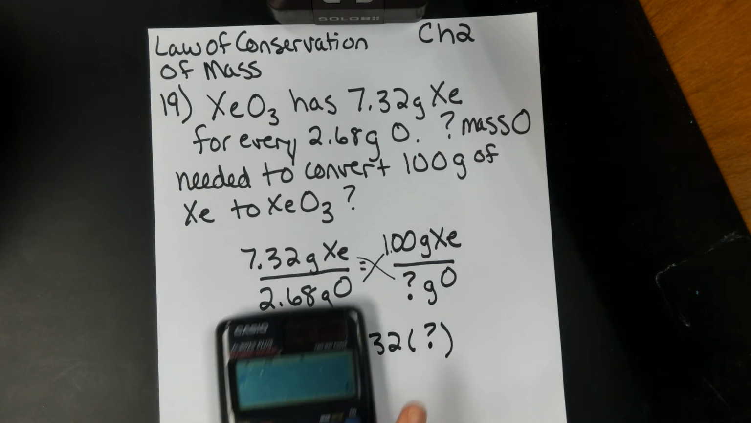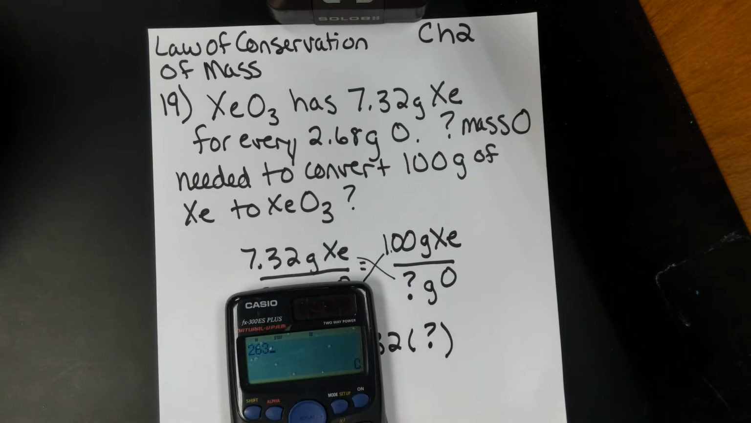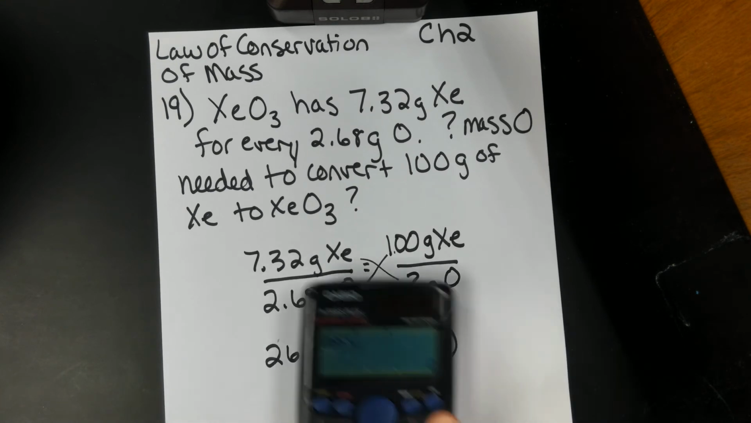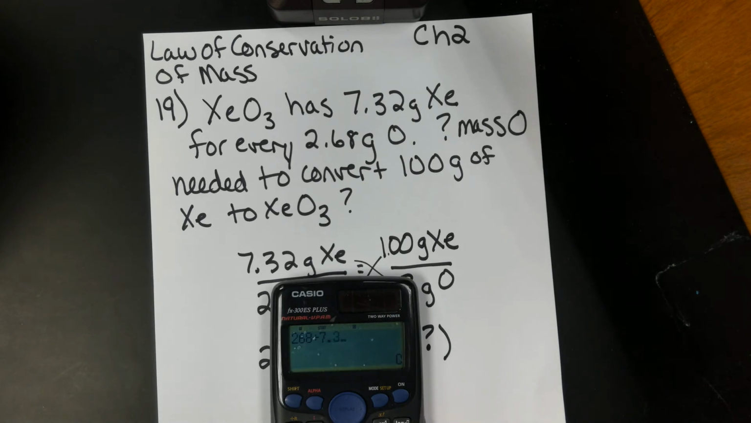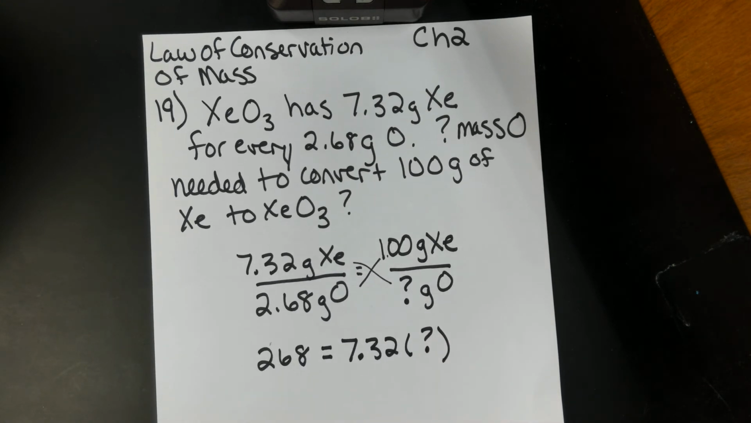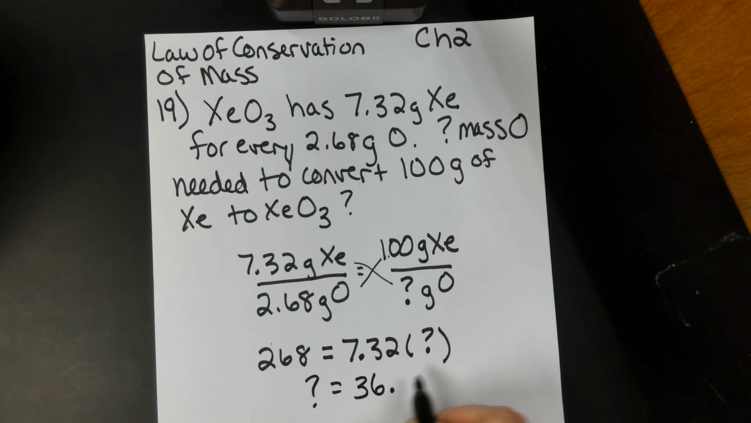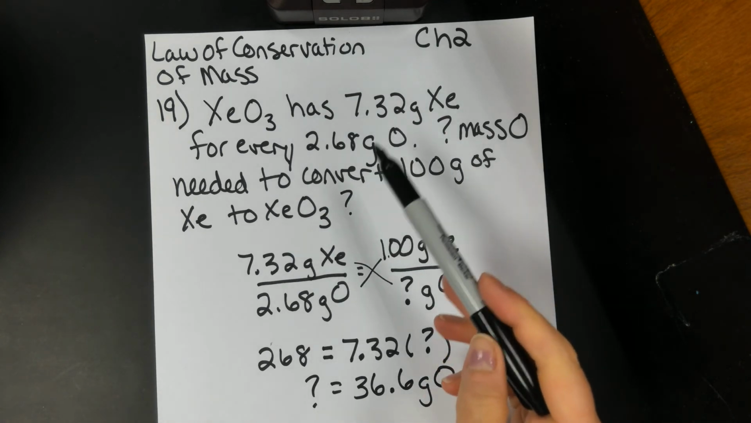So 268 divided by 7.32, I get 36.6 grams of oxygen. So all I did here is there's a consistent ratio here.